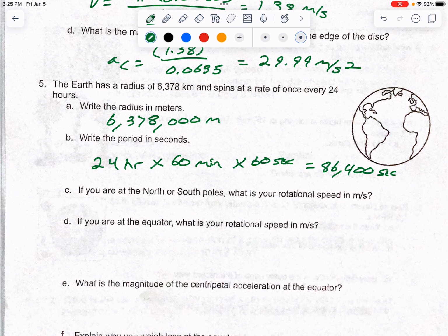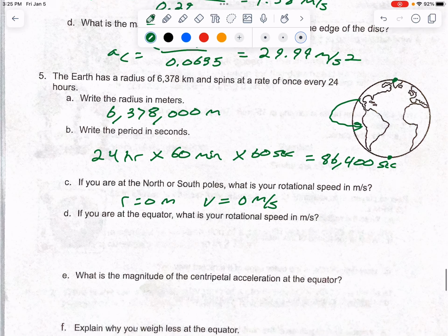If you're at the North and South Pole, what is your rotational speed? So again, if you're at the North Pole, you're up here, or the South Pole, you're down here, and the Earth is spinning this way. Okay, so that means you're at the center. So you basically have a radius of 0. So if your radius is 0 meters, therefore your circular velocity would be 0 meters per second.